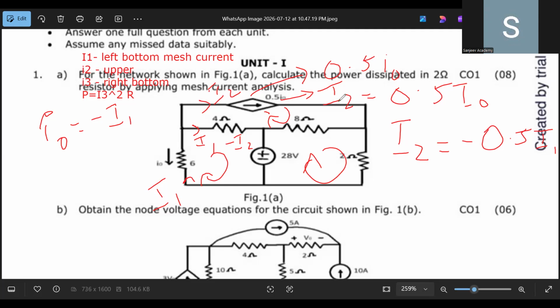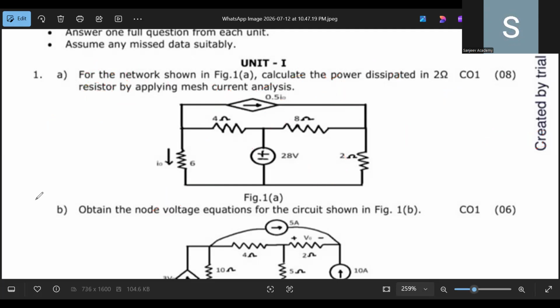So now the important thing. I'm just rubbing out all of these things now. I'll just clear everything, so it will look much more visible. So now we have to apply what? The KVL. And the current is assumed to be in the positive direction.